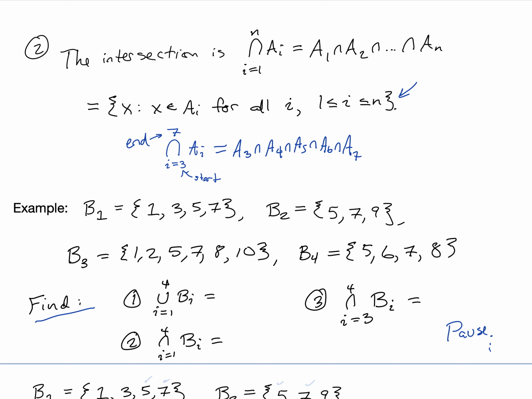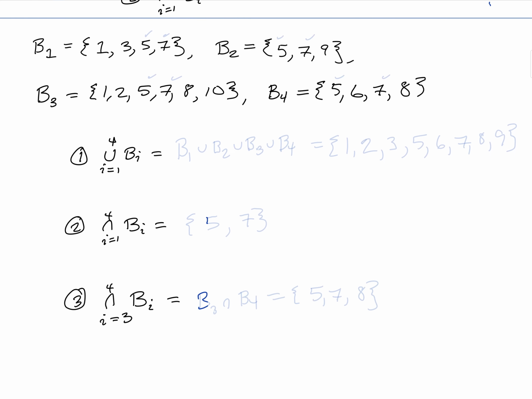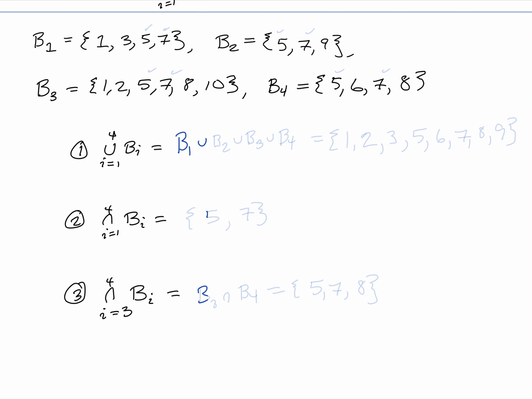Okay, so what is the union of these sets? This would be B1 union B2 union B3 union B4. If we want to write out its elements, anything that's in at least one of those sets is included. So from B1 we have 1, 3, 5, and 7. In B3 we also have the element 2. 3, 4 does not appear in any of these sets, but 5 does, 6 does, 7 does, 8 does, and 9 does. So that would be the union of those 4 sets.